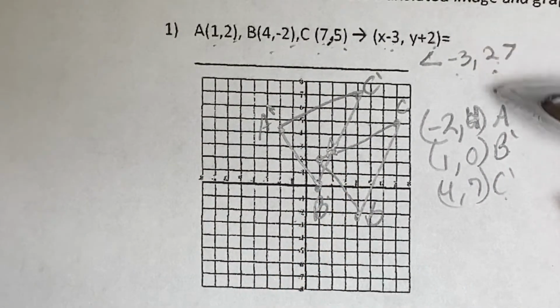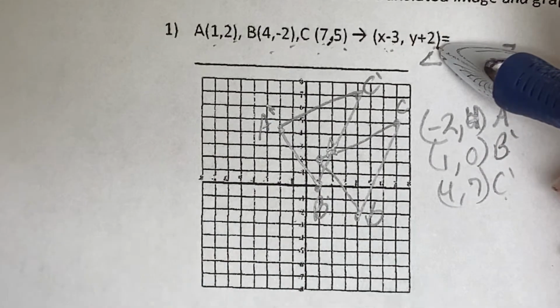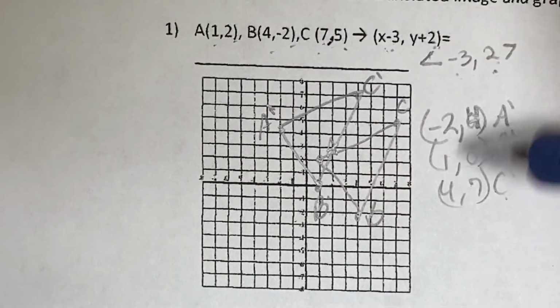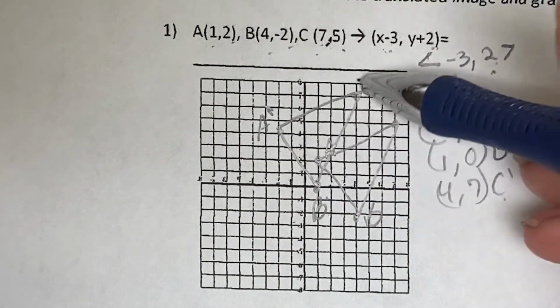So if you liked that way better, you can add your vector or your translation to each coordinate, get these, and then plot these points. I would rather just count over, up, and be done.